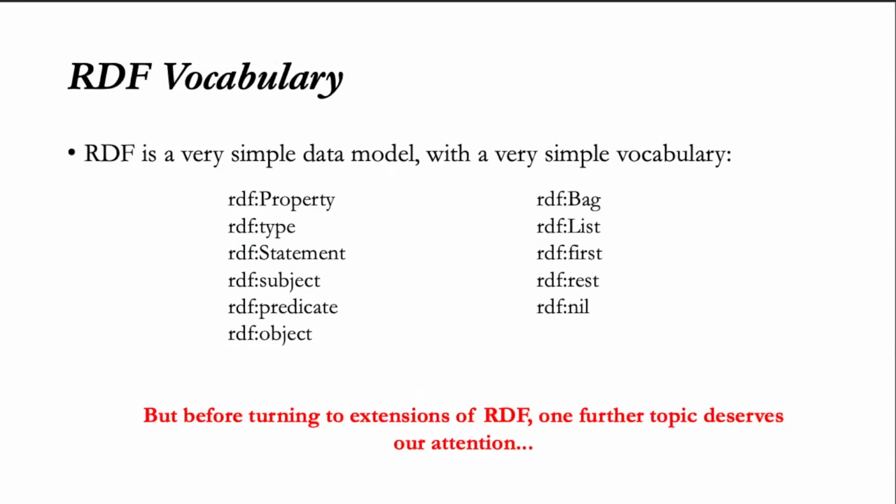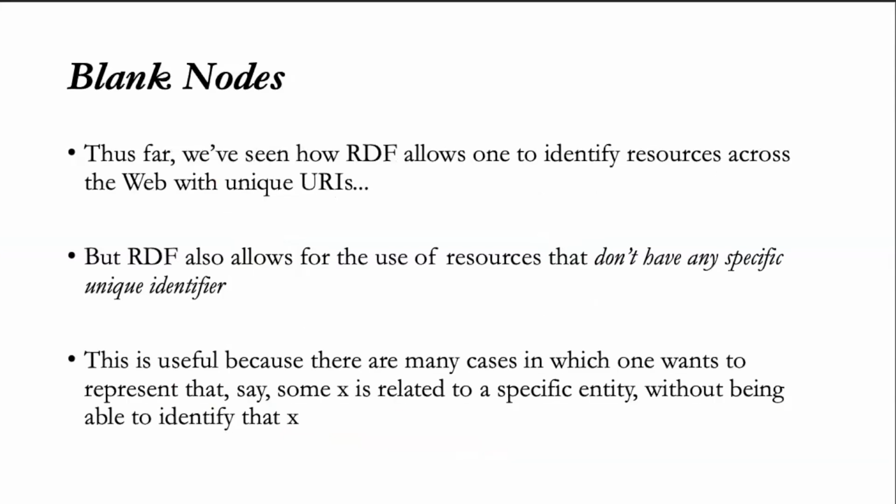This is largely not used because at this point we're dealing with a vocabulary that lets you do basically whatever you want. It gives you very minimal guidance, and all it's saying is to use triples, so you can say some gnarly nonsense here. Before I show you some of that nonsense, a very important thing to point out. I'm showing you so far how RDF allows you to identify resources across the web with unique identifiers, but RDF also allows for the use of resources that don't have any specific identifier. This is useful because there are many cases in which one wants to represent that some X is related to a specific entity without being able to identify that entity.